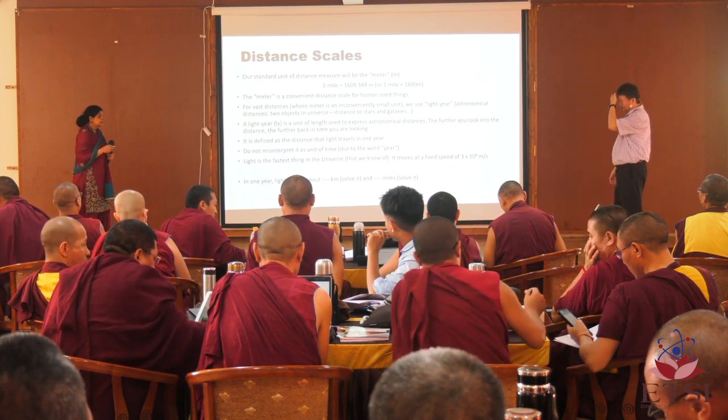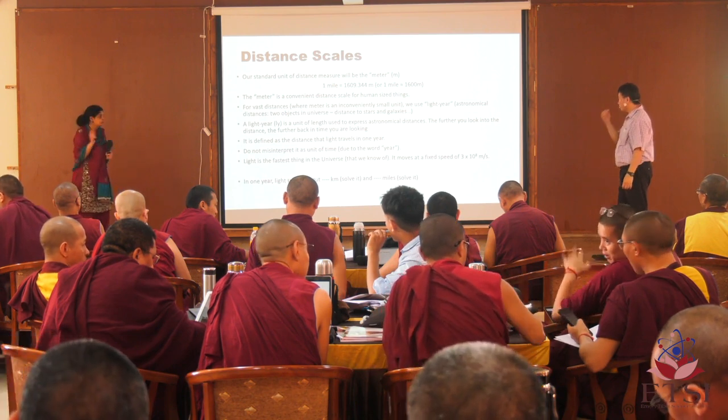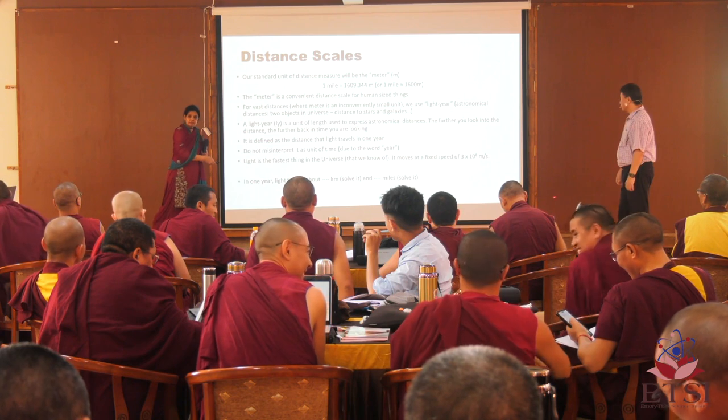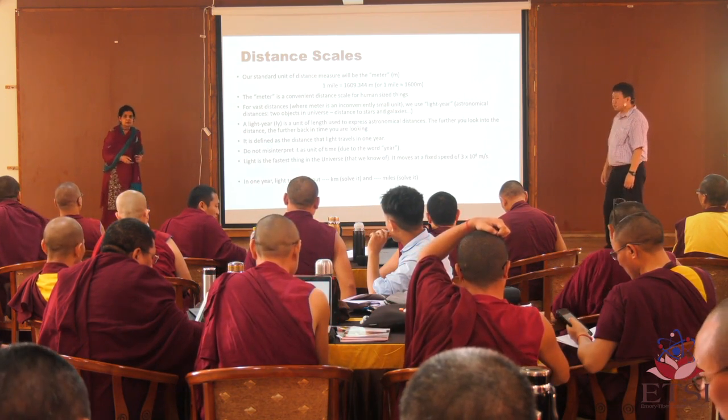And we know that like light is the fastest thing in the universe that we know of. So what is the speed of light? It's 3 times 10 to the power 8 meter per second, right? What will this be in centimeter per second?